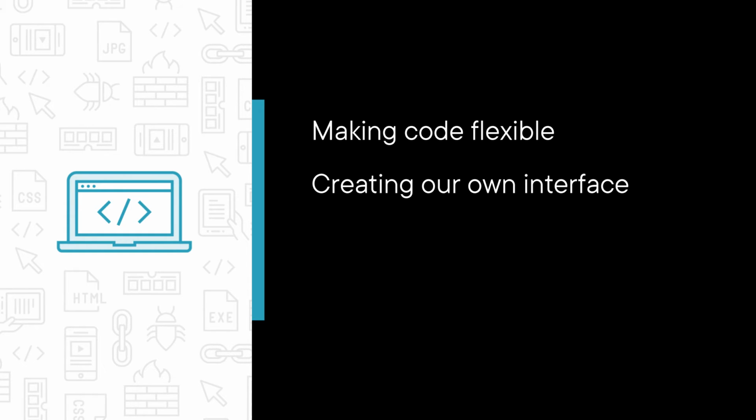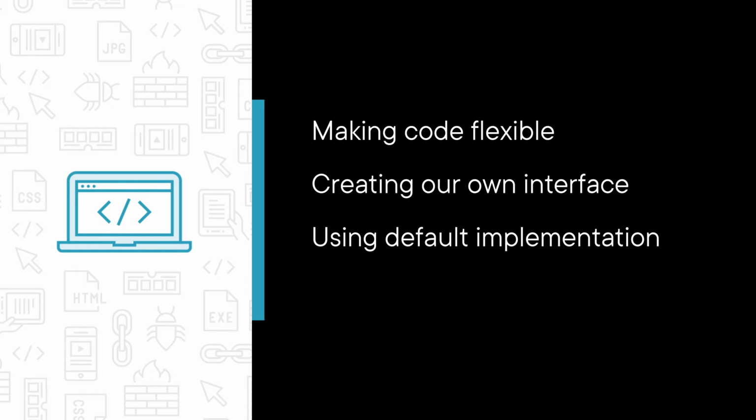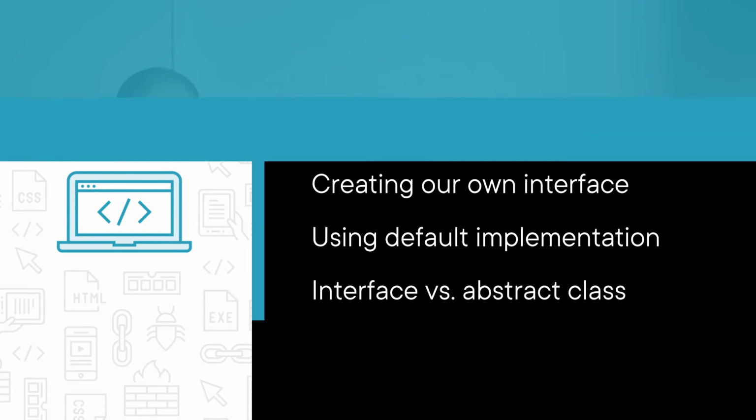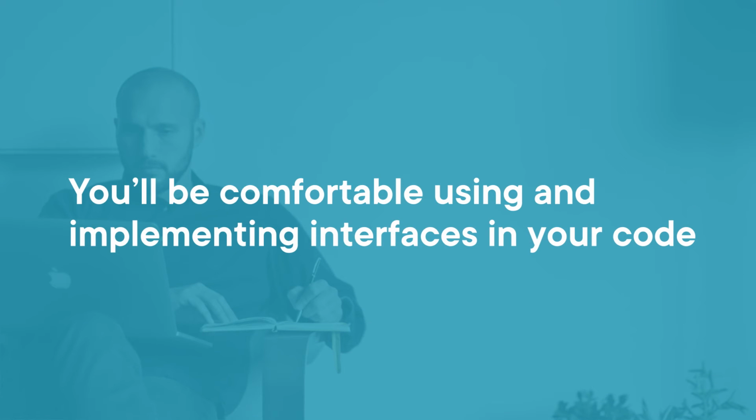Some of the major topics that we will cover include making our code more flexible by using interfaces, creating our own interface to connect an application to different data sources, using default implementation to extend our interfaces, and comparing interfaces and abstract classes. By the end of this course, you'll be comfortable using and implementing interfaces in your own code, and that can make code easier to maintain, extend, and test.